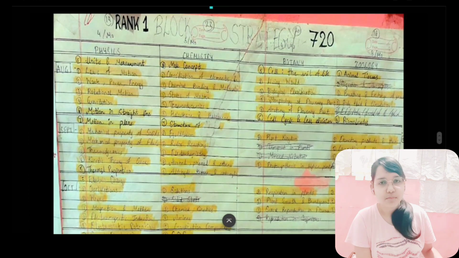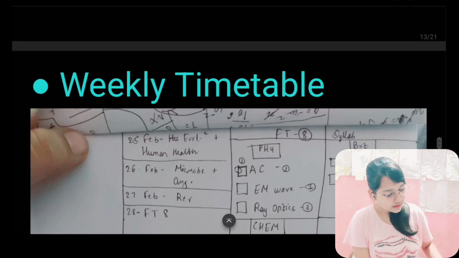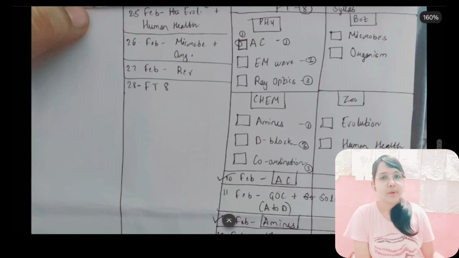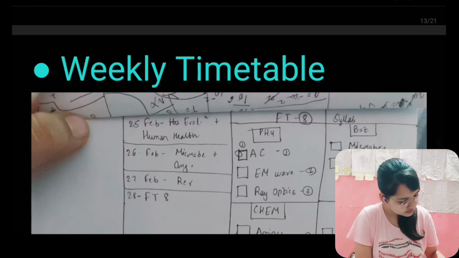Now the next important point is the weekly timetable. What is the importance of a weekly timetable? You have to make a weekly timetable, whatever chapters you have to do. You can make it at the end of the week or at the beginning of the week, be it Sunday or Monday. But you have to make a weekly timetable for the upcoming week. You will get to know the account. You have to do the accountability.